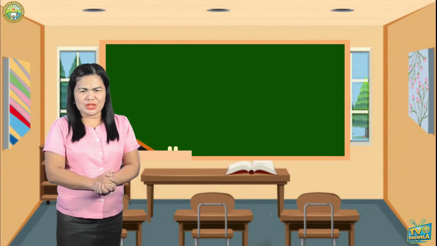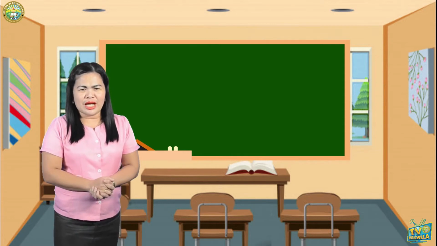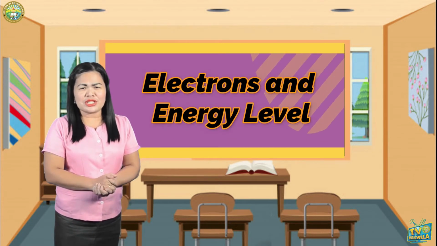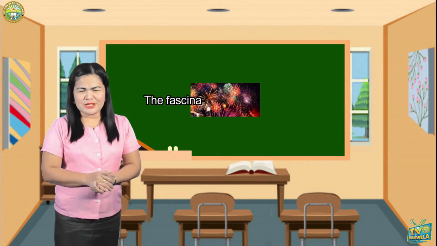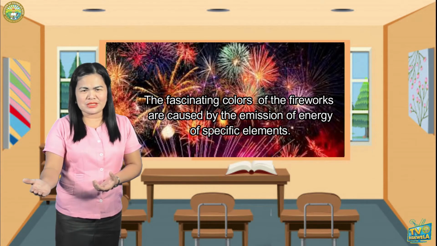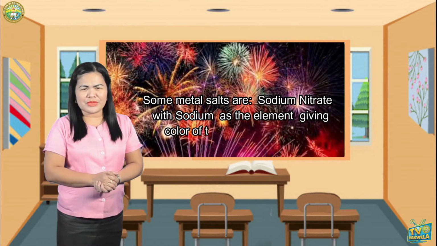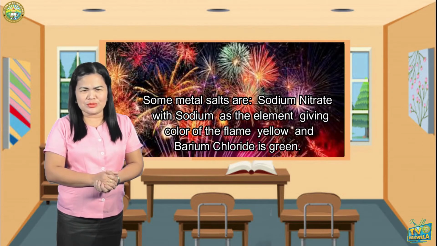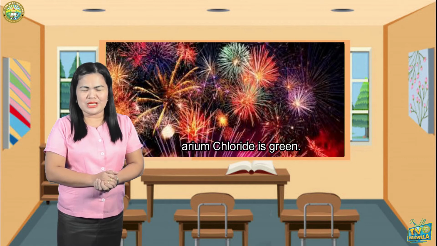Before we start with our new topic, let us have a short review on the previous lesson about electrons and energy level. The fascinating colors of the fireworks are caused by the emission of energy of specific elements. Some metal salts are sodium nitrate with sodium as the element, giving the color of the flame yellow, and barium chloride is green.